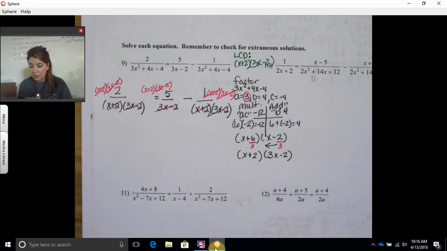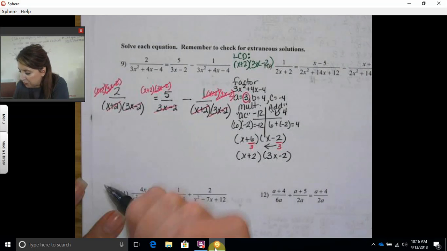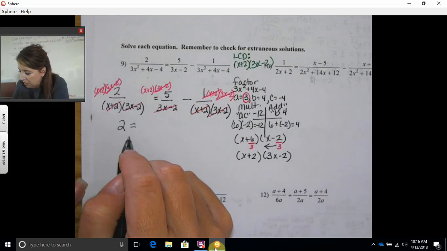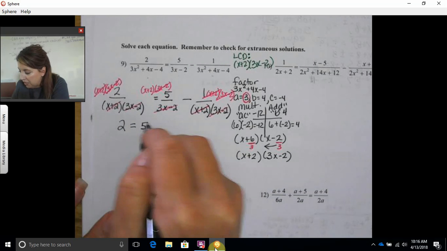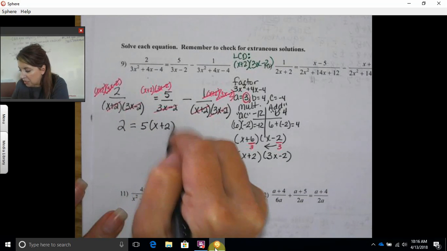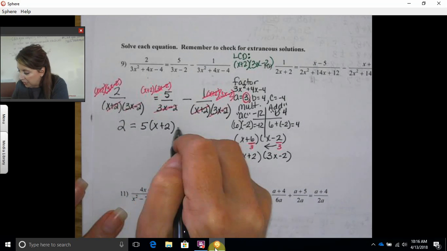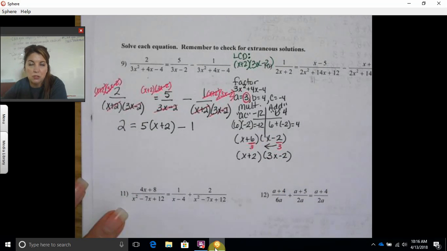So then we're just going to go see what's left. In the first term, everything canceled except for the 2. So 2 equals. The next term, I have x plus 2 and a 5. I'll put the monomial first, and I'll have to distribute it to the x plus 2, which I'll do in my next step. And then minus, the only thing I have left is a 1. You have to put that 1. When you subtract the 1, it changes the value, right? When you multiply by a 1, it doesn't, but subtracting a 1, it does.